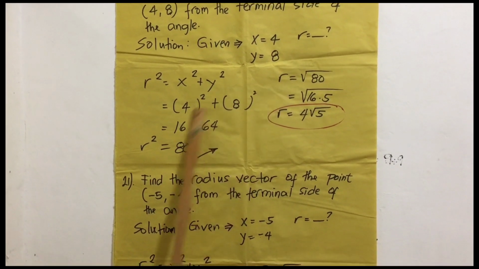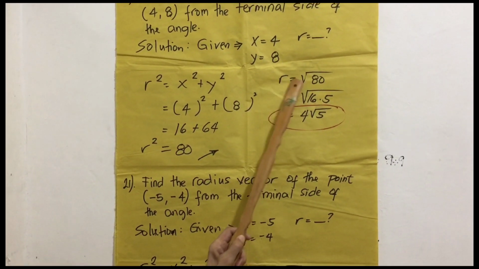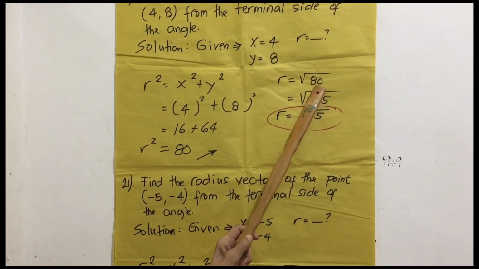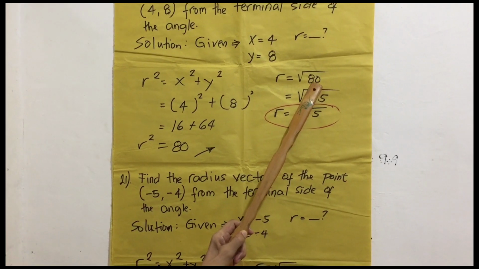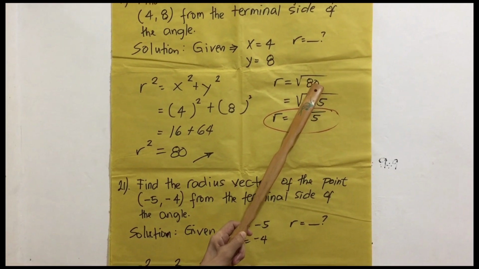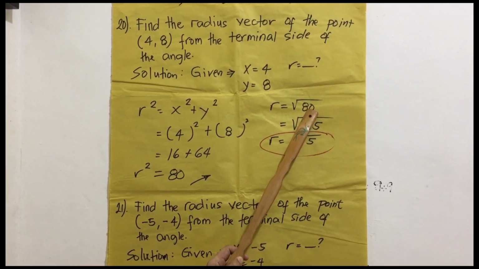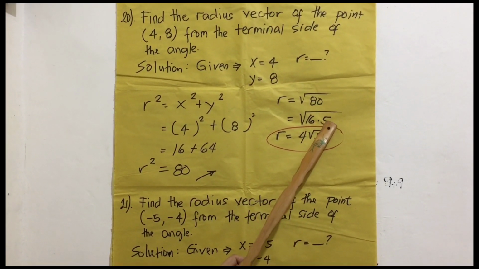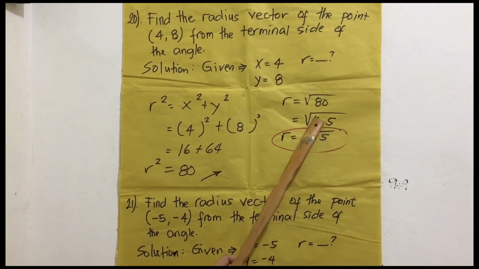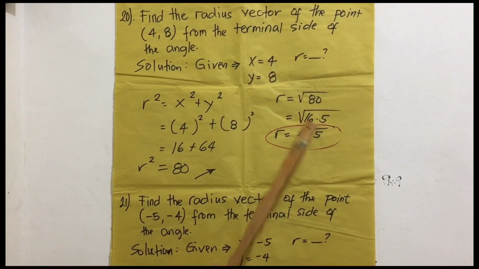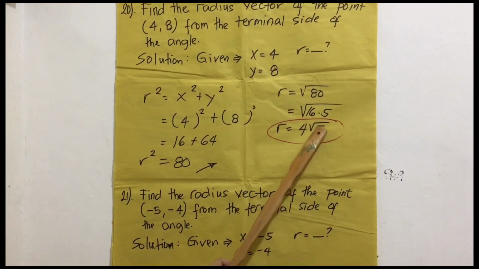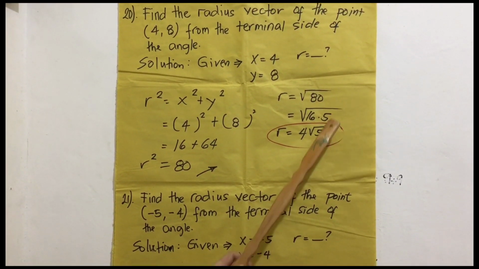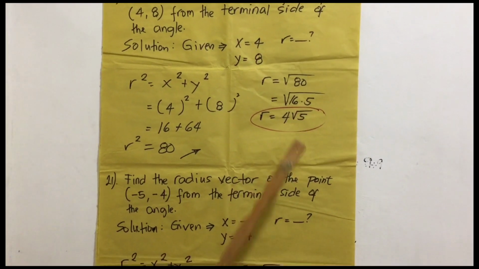Then we're going to take the square root of both sides. We have now r equals the square root of 80, and we're going to find the factor of this, which is one of the factors, the greatest perfect square. We have 16 times 5 equals 80, and the square root of 16 is equal to 4, times the square root of 5. This number is not a perfect square, that's why we just copy the square root of 5.